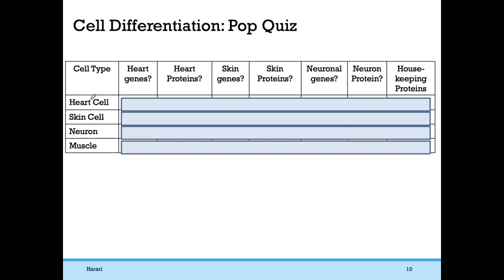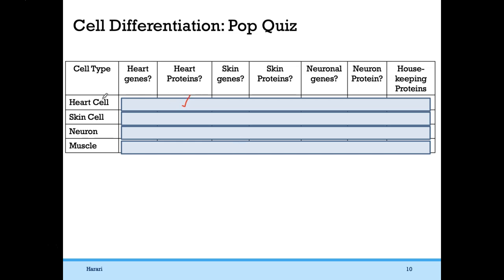Do you think a heart cell will have heart genes? I want you to tell me yes or no. And you should be answering yes, right? Obviously, a heart cell contains heart genes. Will it express the heart genes into heart proteins? The answer is yes. It will.